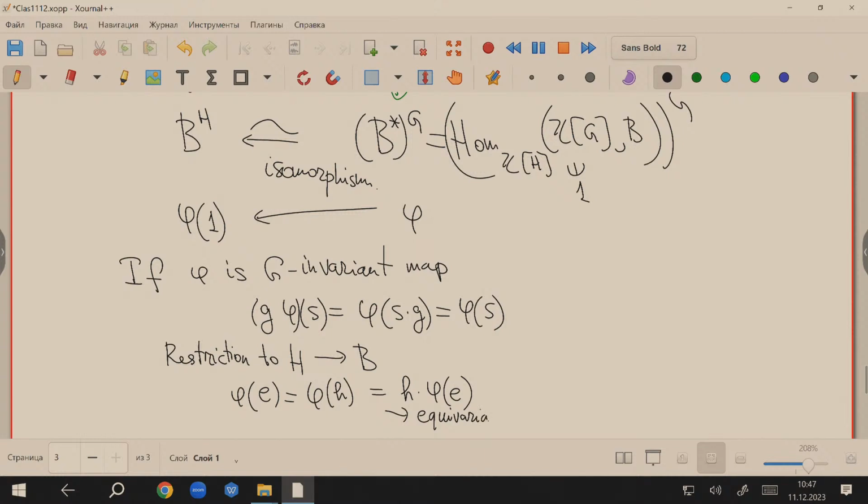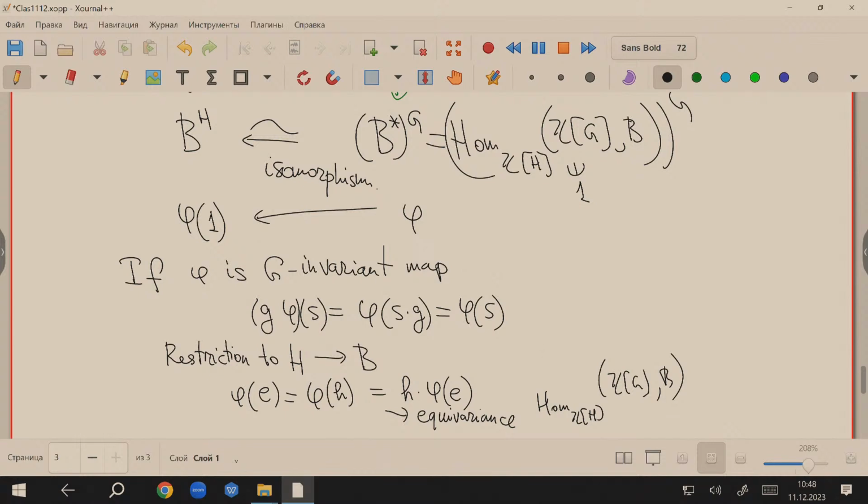Equivalence. So this is by definition that you are taking hom from the G to B. When you are taking this hom, you are saying that you can commute the argument with the elements of H. So if you are taking phi from the elements of H, you can take any element of H out of phi.